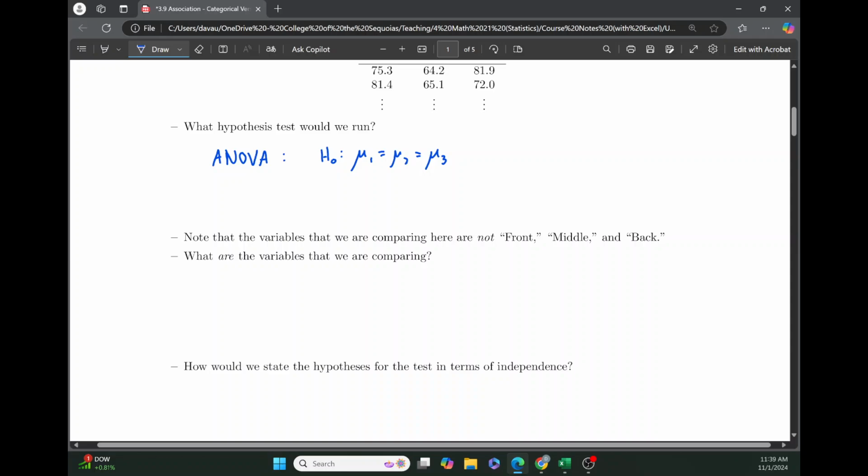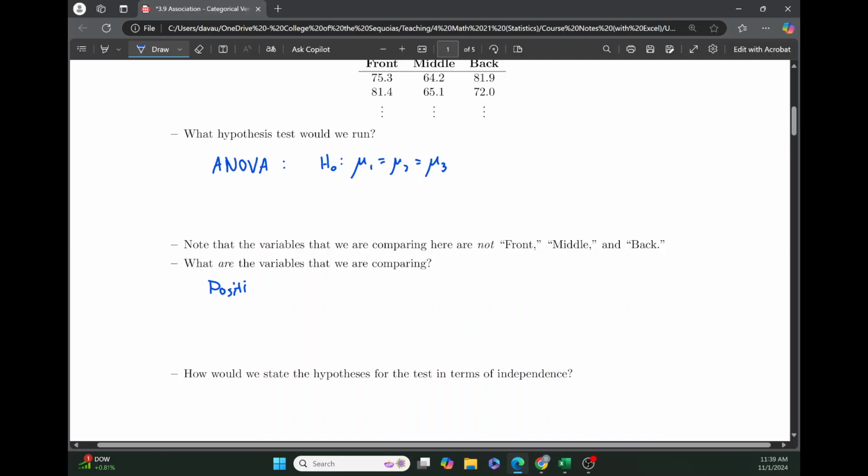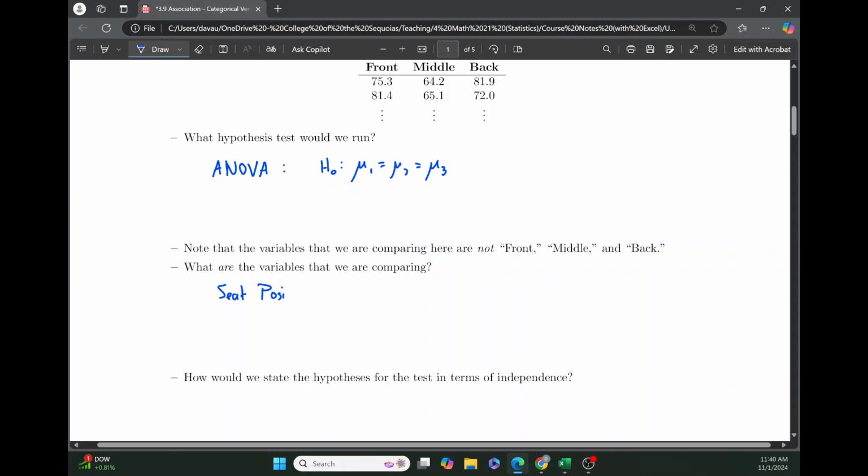So the variables we're comparing are position in class, or maybe we can call it seat position, which would be better. Seat position versus test score. Okay, those are the variables that we're comparing. Front, middle, back are just the possible responses to the seat position variable, okay?